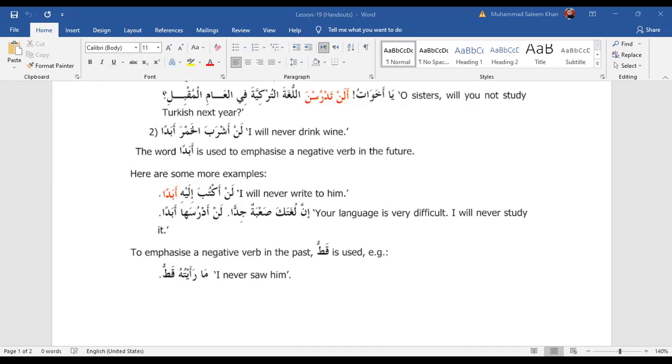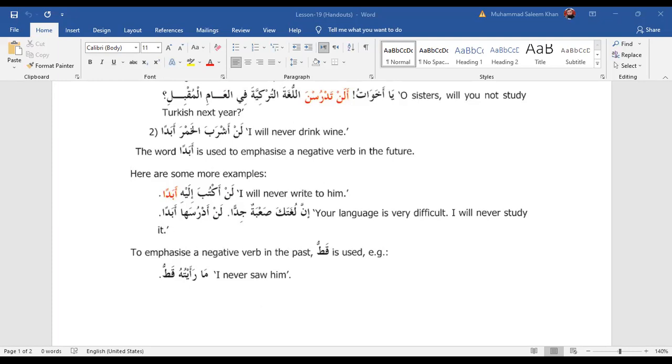Now, I want to show you that with lan, we have learned already the changes that take place in the present tense verb. We have learned the use of an, and after an, dhamma changes into fatha, and similarly lam ta'lil, li, again the same thing. Now we will see what happens when we use lan. The verb forms that have dhamma change into fatha. For example, lan yadhhaba. It was yadhhabu, he goes.